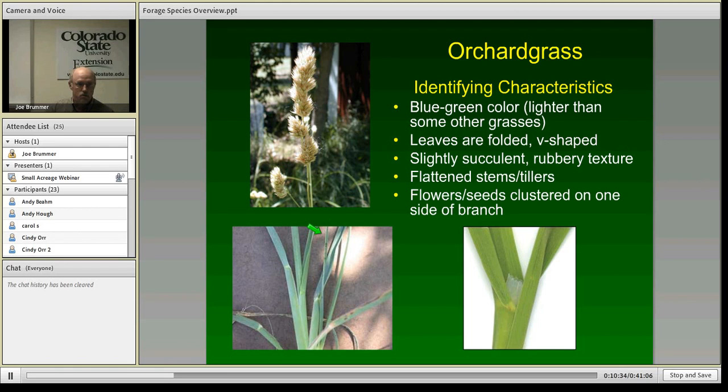And the other thing is if you have the seed heads, if they're up and you can identify those, it's very characteristic. The seeds tend to be clustered on one side of the branch or the stem, and kind of forms this little cluster of seeds. Some people think it looks kind of like maybe a rabbit foot. That's how it's being referred to, I guess.